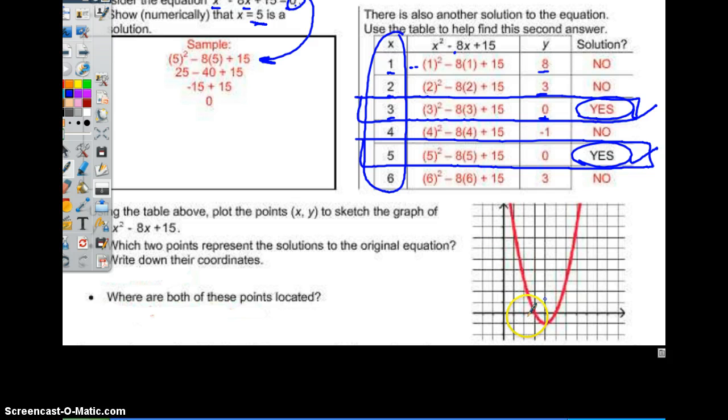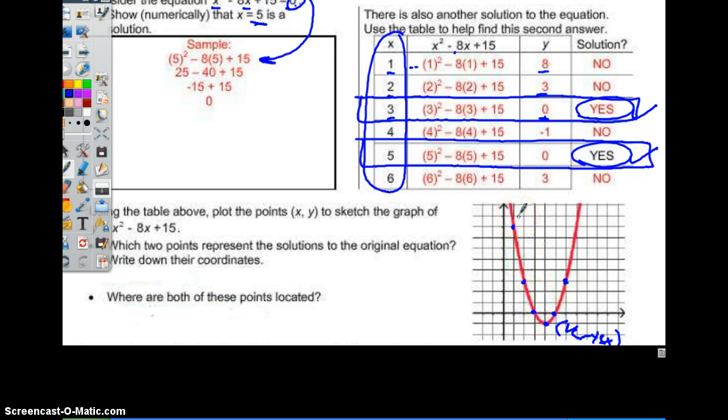So here are our points, 1, 8, 2, 3. So go ahead and plot that real quick. 3, 0. Our lowest point is 4, negative 1. Remember, that's called the vertex. And in this case, it's a minimum. And then we have a point at 5, 0, and then a point at 6, 3. We could have gone on, but that's where our table ended. And then you'll connect all those to make your parabola.